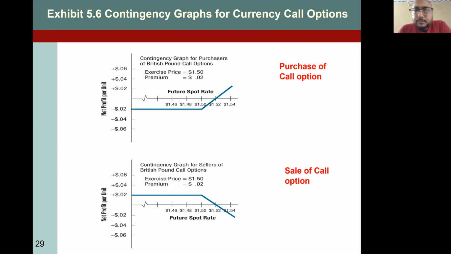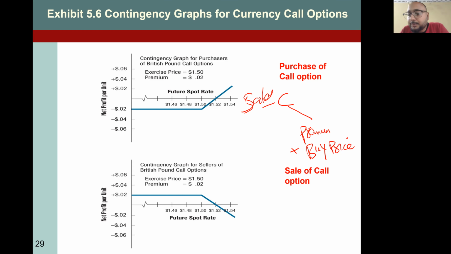Now, what is the profit for a call option? For a purchaser, what is the profit? Profit is always buy low, sell high. It means sale price minus cost, and cost does include the premium plus the buy price.